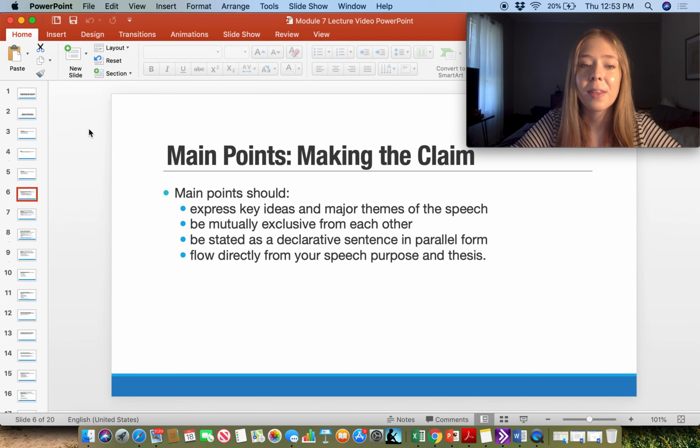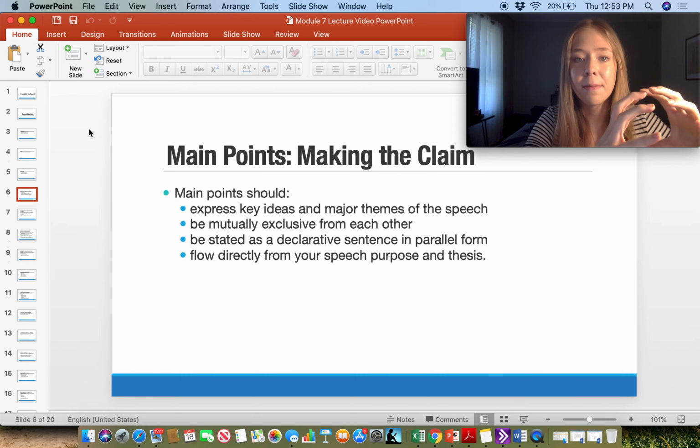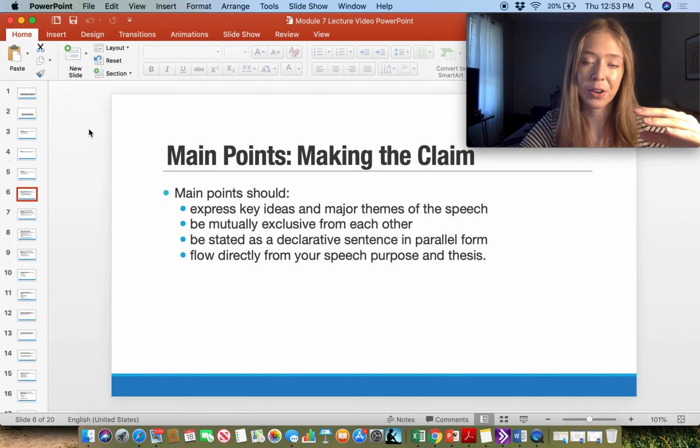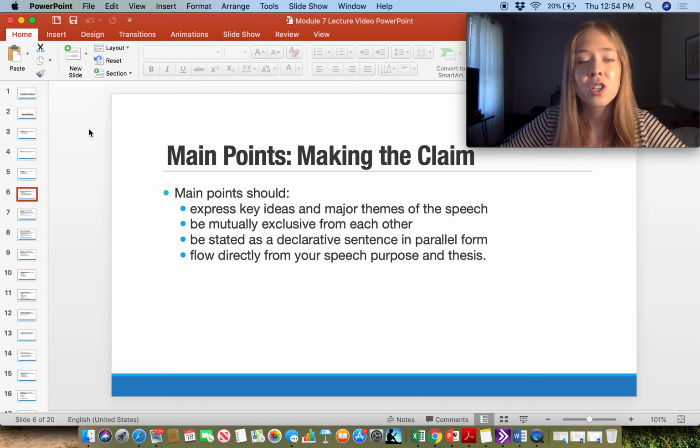Going into what the main points should be: the main points really should express your key ideas of the speech. Spend a lot of time developing these main points to make sure that you're using equally strong main points throughout your speech. You don't want one main point to have a lot of supporting material underneath it, and then your 2 remaining main points to be really weak with supporting material, because that's not a balanced speech. So try and structure main points that can have equal weights attached to them with their supporting material. They express key ideas and major themes of your speech.